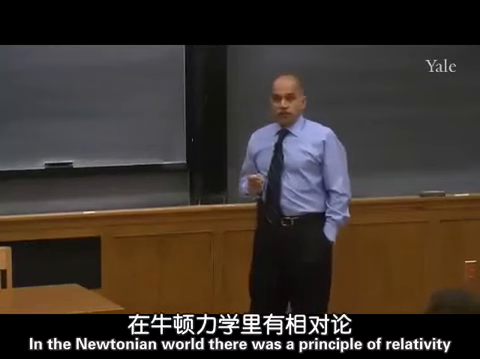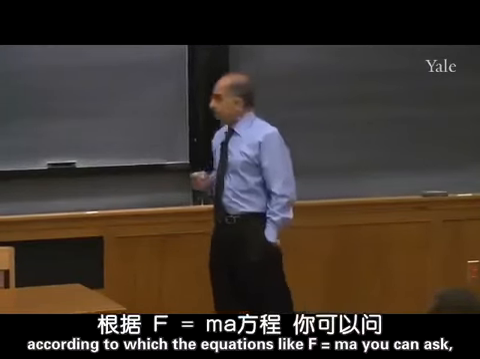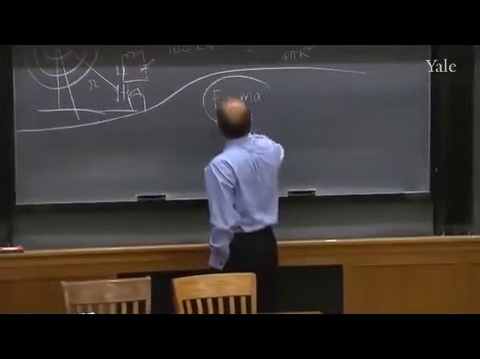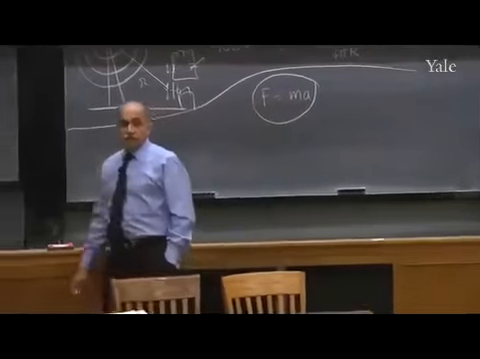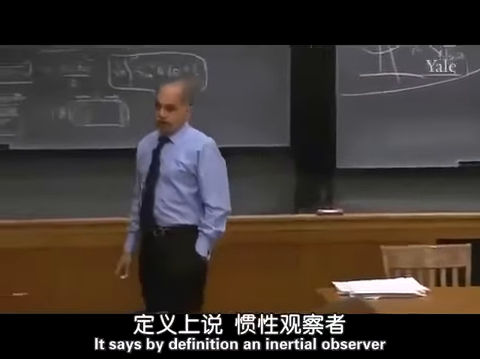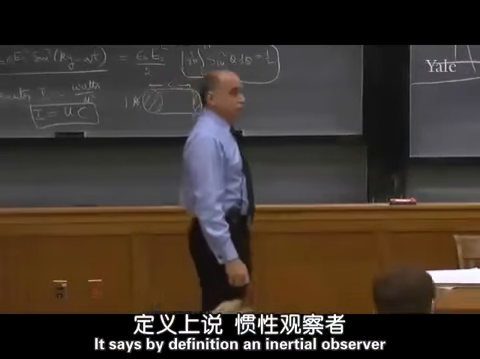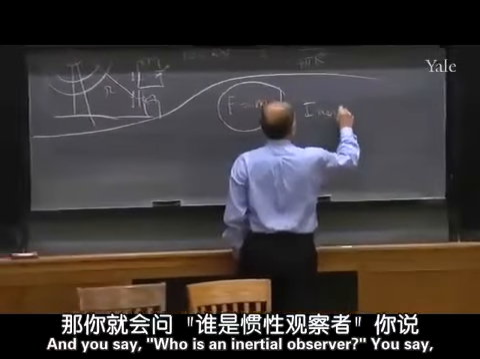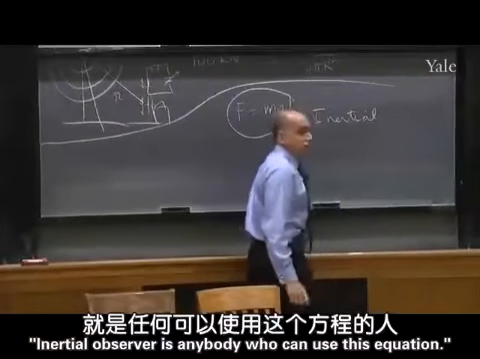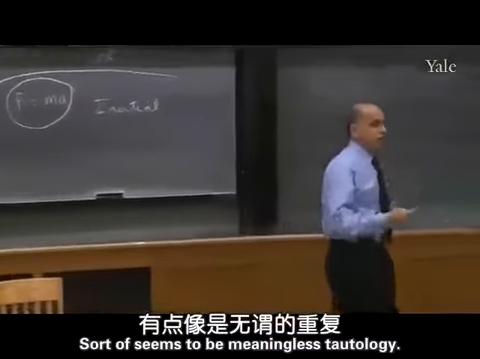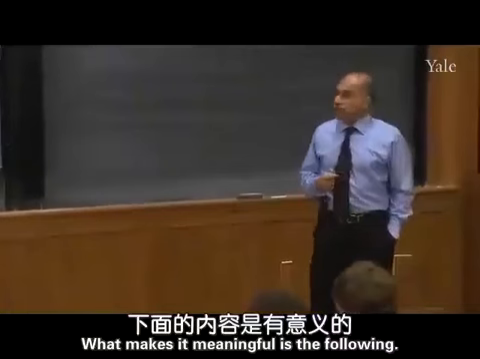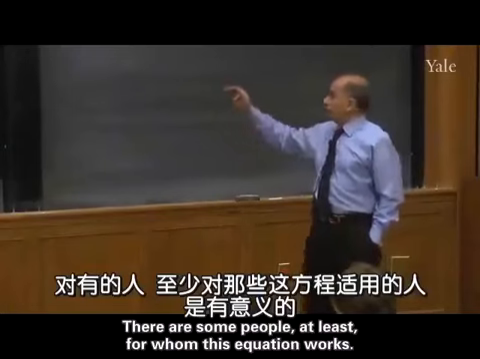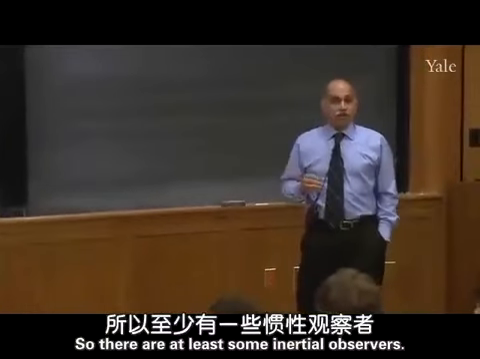In the Newtonian world, there was a principle of relativity, according to which the equations like F equals ma, you can ask, who is allowed to use this equation? It says, by definition, an inertial observer can use this equation. And you say, who is an inertial observer? You say, inertial observer is anybody who can use this equation. Sort of seems to be a meaningless tautology. What makes it meaningful is the following. There are some people, at least, for whom this equation works. So there are at least some inertial observers.